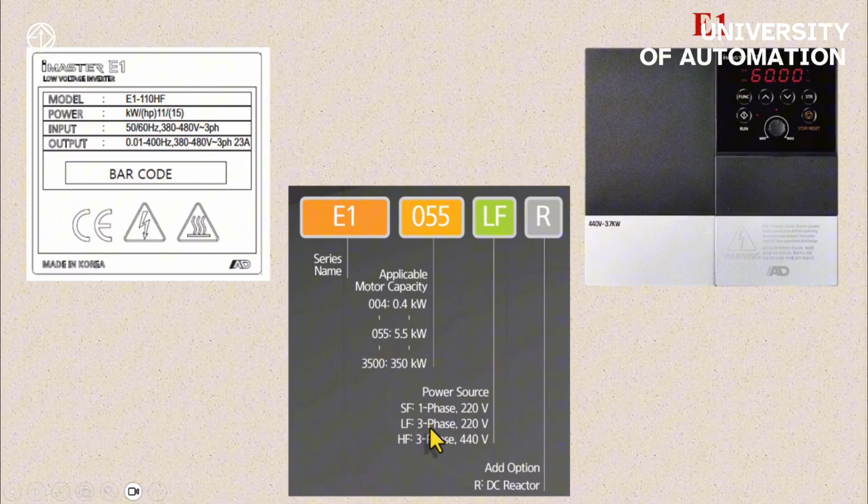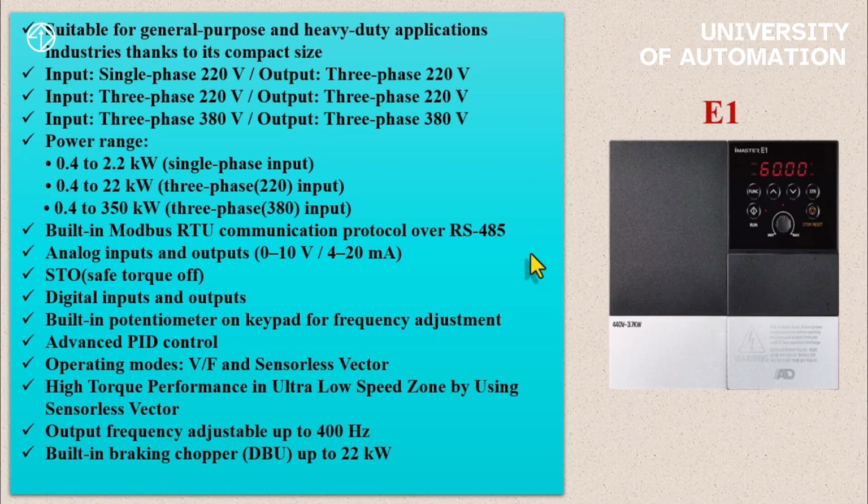Next, if it says SF, it means the inverter input is single-phase 220V. If it says LF, it means the inverter input is three-phase 220V. If it says HF, it means the inverter input is three-phase 380 to 440V. The last letter R refers to the DC reactor of the inverter.